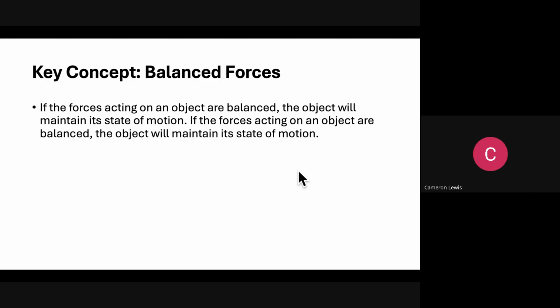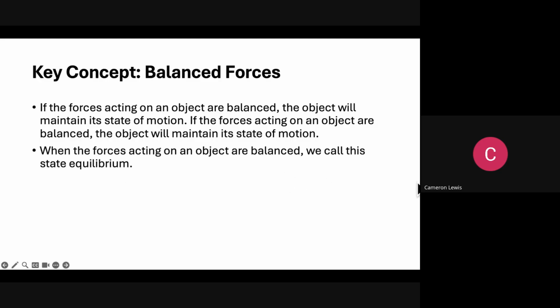Force. See how it's making sense? When forces are acting on opposite or balanced, we call this state equilibrium.